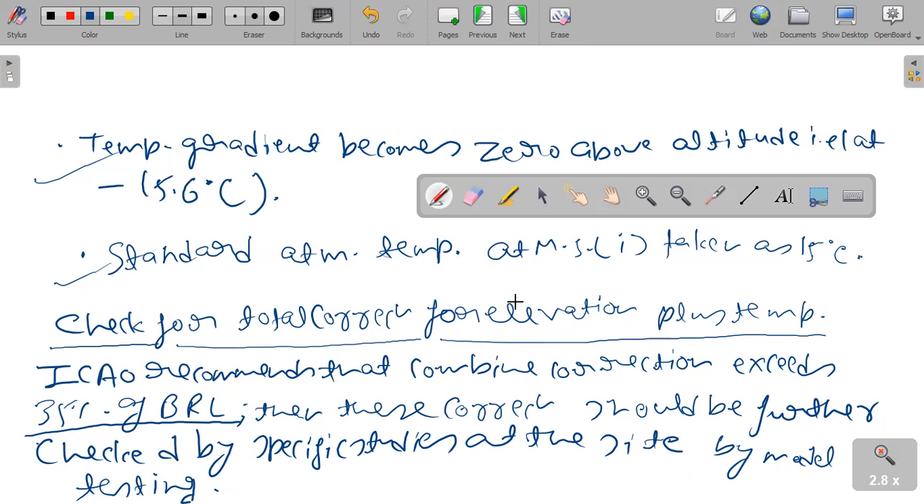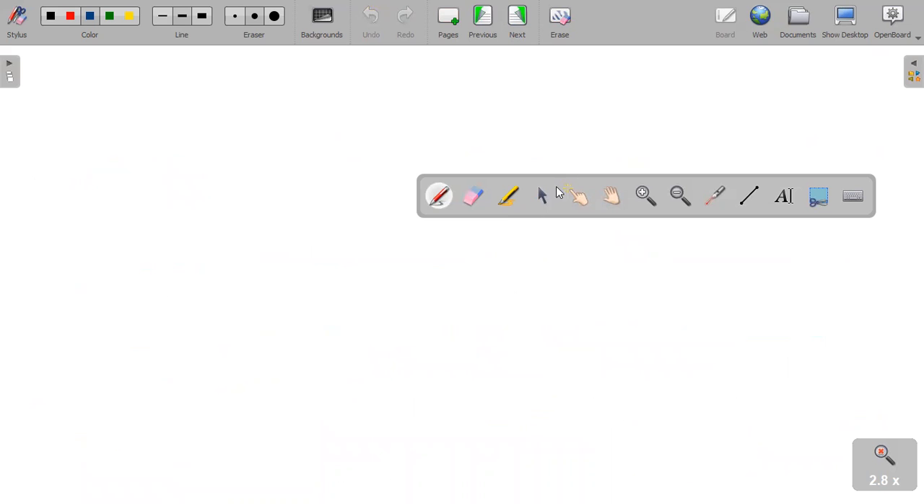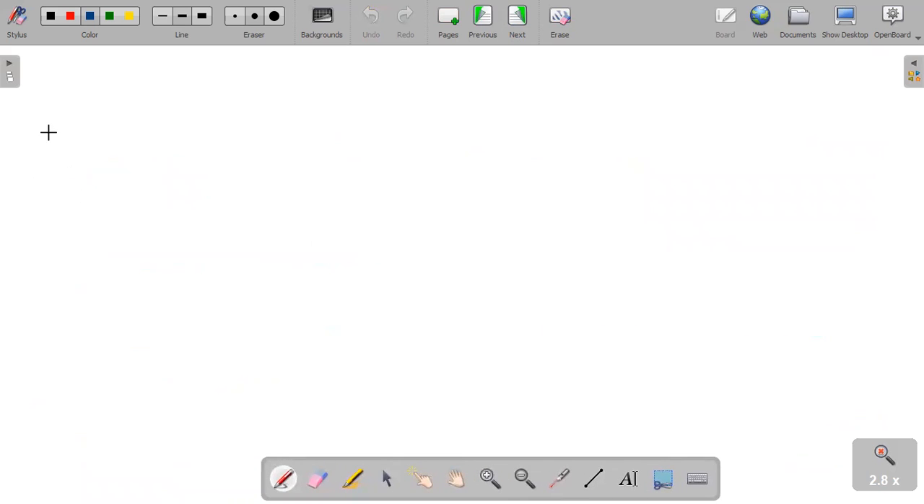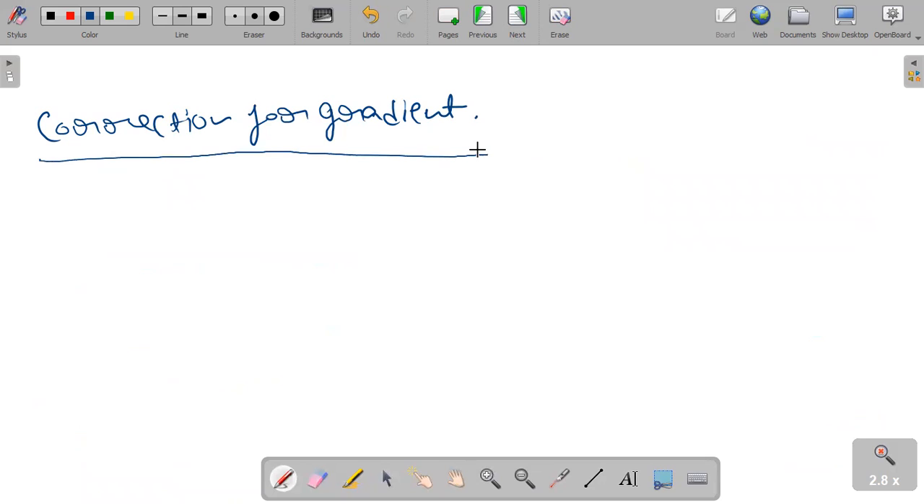Let's move on to another thing, which is correction for gradient. Okay, here ICAO recommends no correction for gradient. Basically ICAO recommends no correction for gradient. So who recommends correction for gradient?